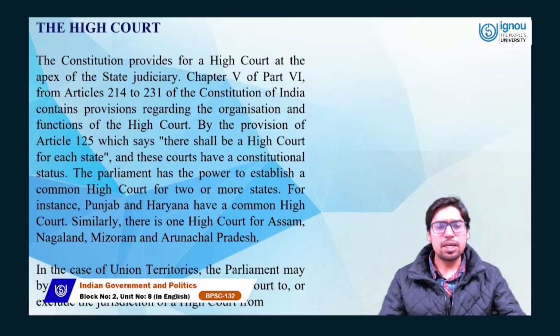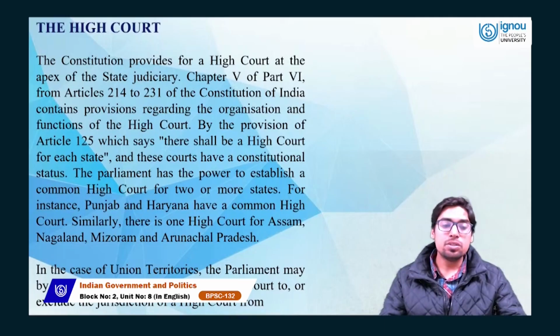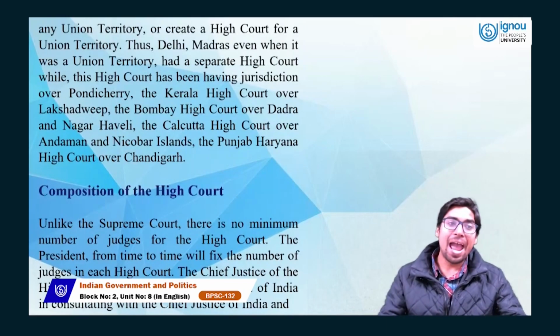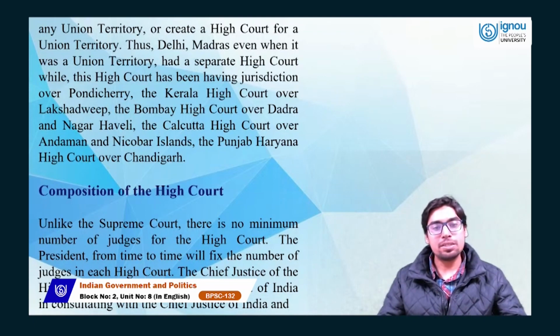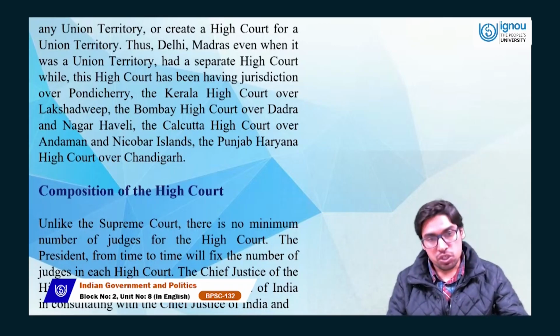In the case of union territories, the Parliament may by law extend the jurisdiction of a High Court to, or exclude the jurisdiction of a High Court from, any union territory, or create a High Court for a union territory. Delhi, even when it was a union territory, had a separate High Court, while the Madras High Court had been having jurisdiction over Pondicherry, Kerala High Court over Lakshadweep, Bombay High Court over Dadra and Nagar Haveli, Kolkata High Court over Andaman and Nicobar Islands, and the Punjab and Haryana High Court over Chandigarh.